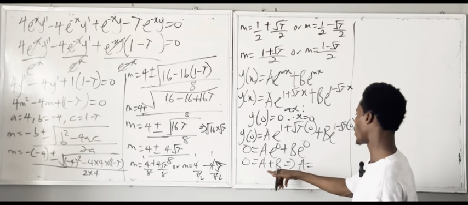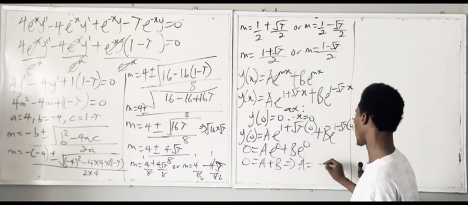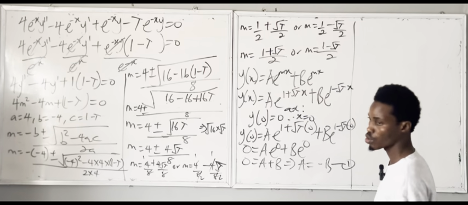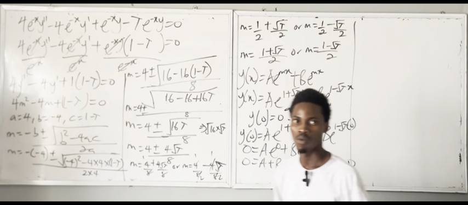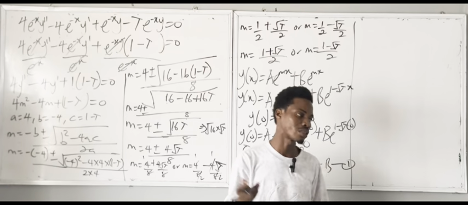So therefore a plus b is equal to 0, so a is equal to minus b. I can write this as equation 1. So let me test for when y of 1 is equal to 0.